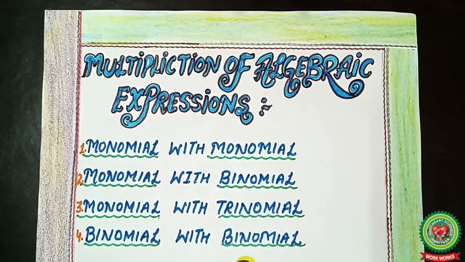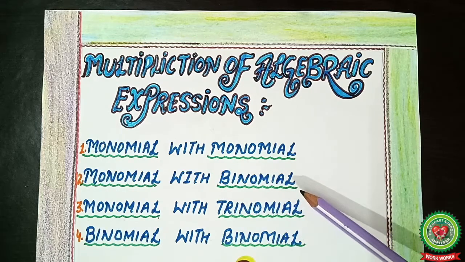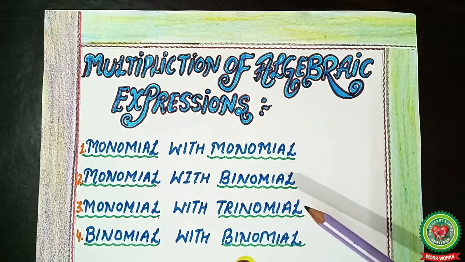So as you know students, we have just discussed in the last video that multiplication of algebraic expressions can be classified as follows: monomial with monomial, monomial with binomial, monomial with trinomial, and binomial with binomial. In the last video we had already discussed monomial with monomial expression. So today's video is going to be about how to apply this multiplication operation on monomial with binomial as well as trinomial expressions, right?